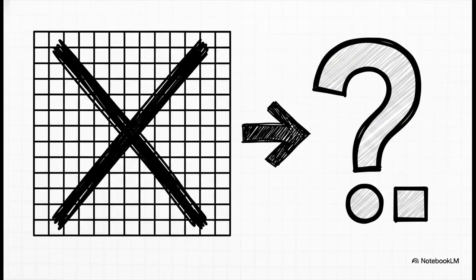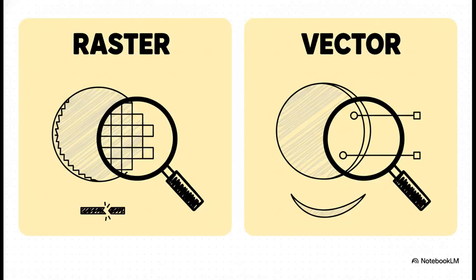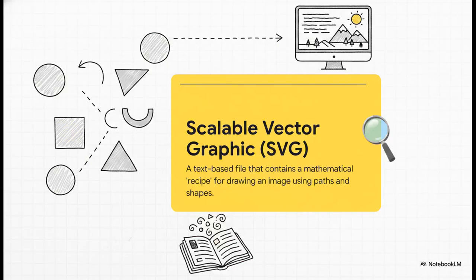But what if we didn't have to use a grid of pixels to make an image at all? Instead of pixels, vector graphics use math. This means they scale up forever and stay perfectly sharp. The big one here is SVG. It's less like a picture and more like a recipe to draw a picture.